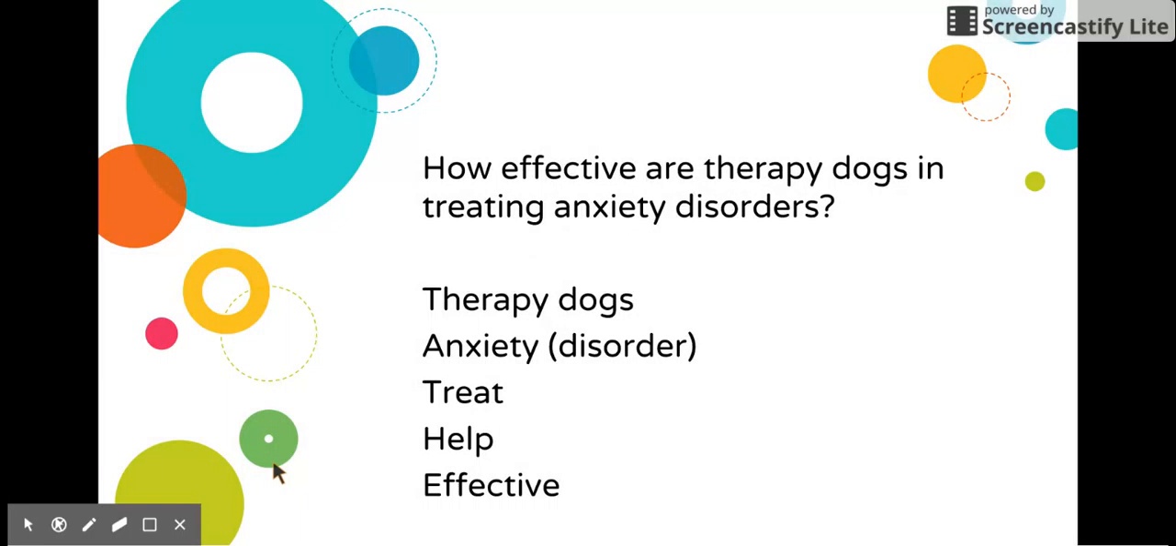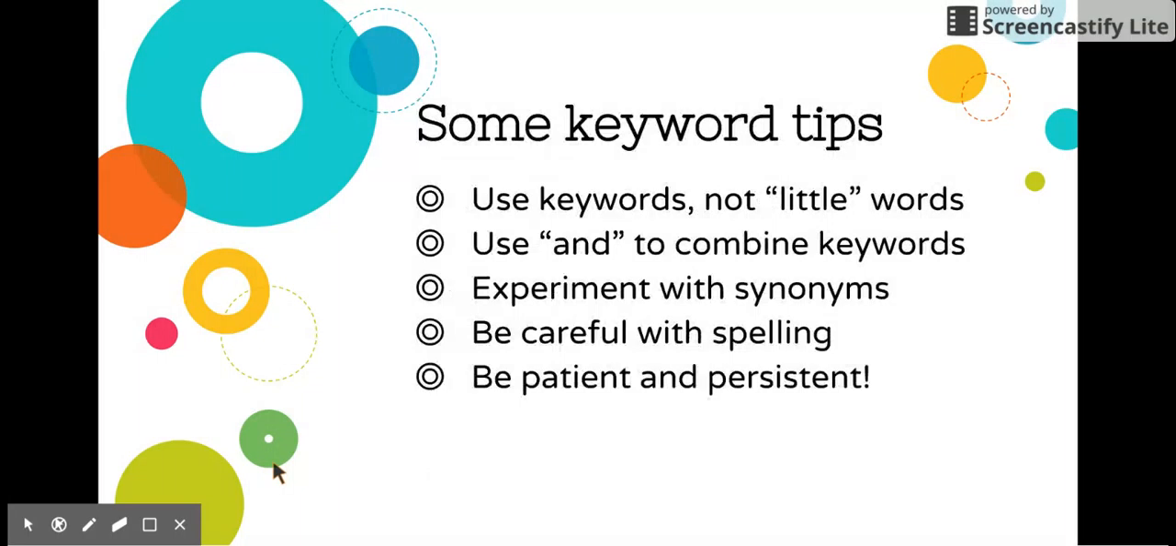So now, if I'm thinking about the keywords I'm going to use, I would probably start with these: therapy dogs, anxiety, maybe add the word disorder, maybe use the word treat or treatment or treating, maybe use the word help, and then maybe effective. So now that I've got my keywords, there's a couple other things I need to keep in the back of my mind before I start searching for information.